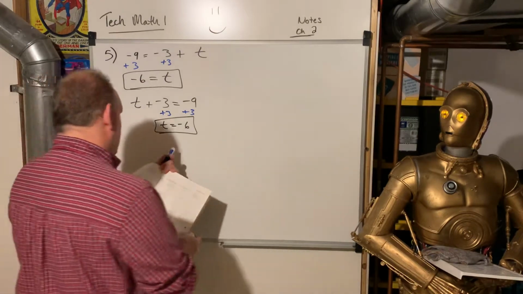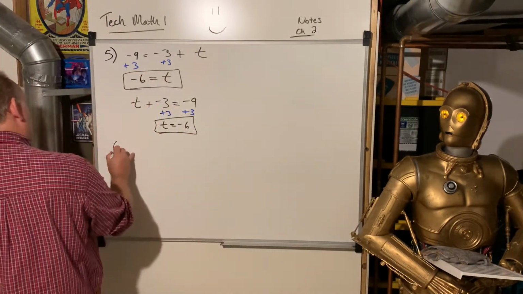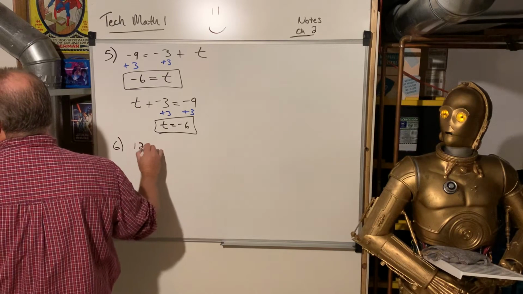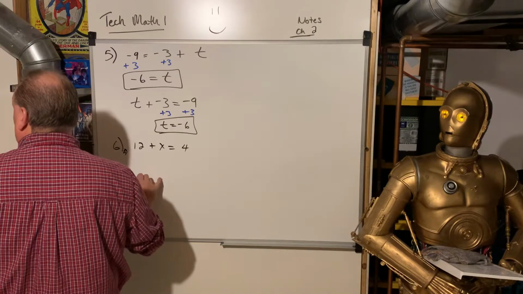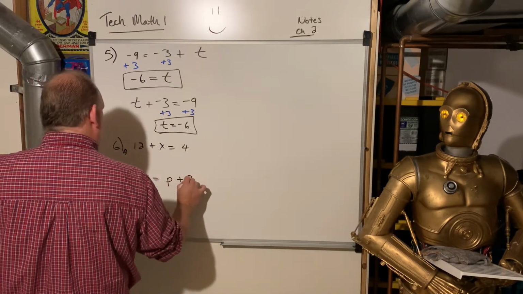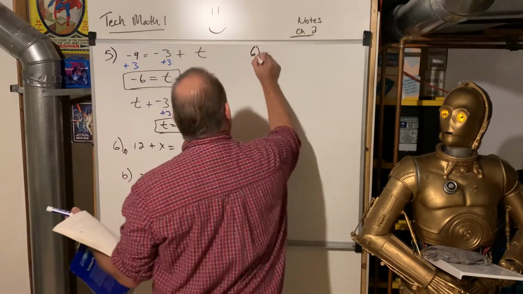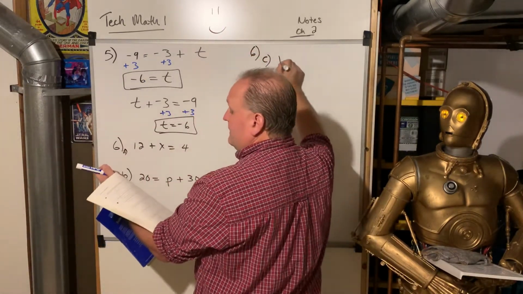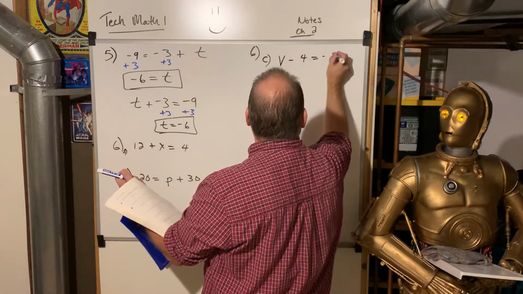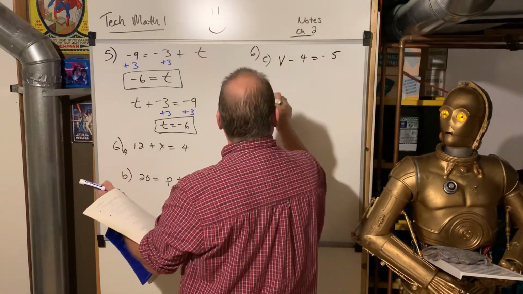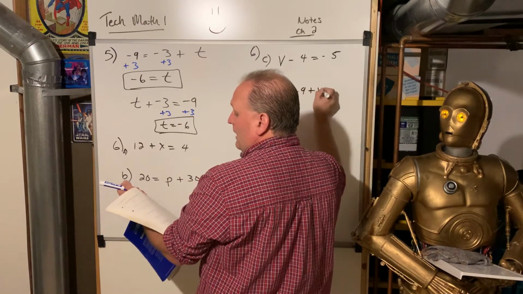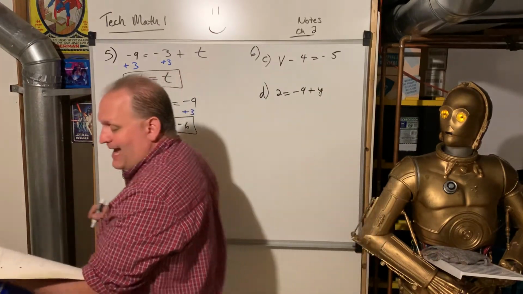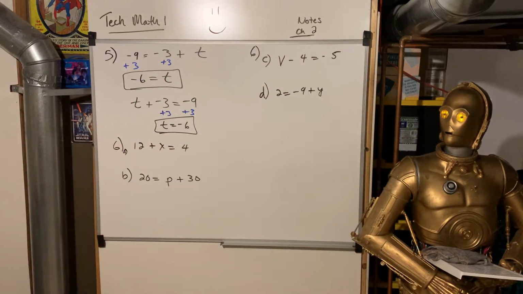All right, let's look at number 6. What do we got here? It looks like a little quick lightning round on number 6. We've got 12 plus x equals 4. We've got 20 equals p plus 30. We've got v minus 4 equals negative 5. And we've got 2 equals negative 9 plus y. It says, what number would we add to both sides to solve each one of these equations? So they don't want us to actually solve it.